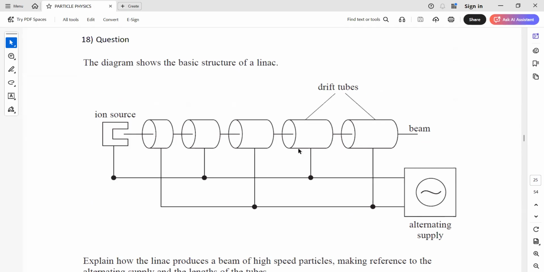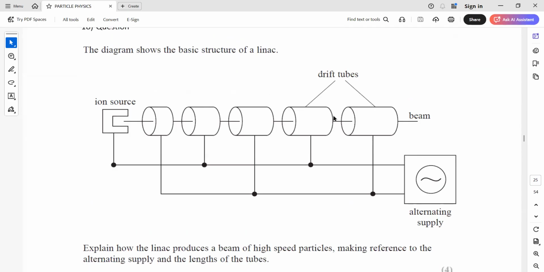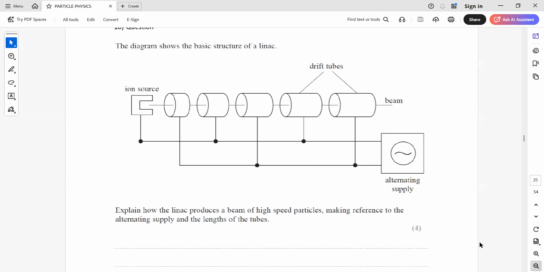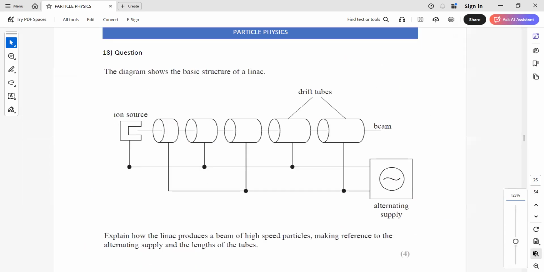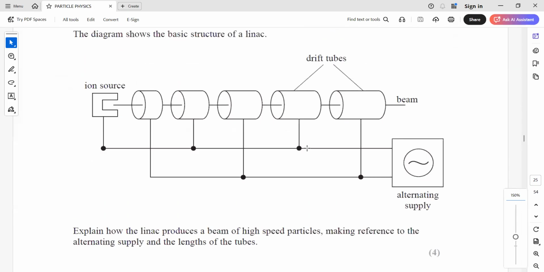You can see an ion source is there and we apply the alternating potential. Explain, this is a structured answer which you have to learn. They ask us to explain how the linear particle accelerator produces a beam of high speed particles, making reference to the alternating supply and the length of the tube, and it's 4 marks. So how can you relate the length of the tube?